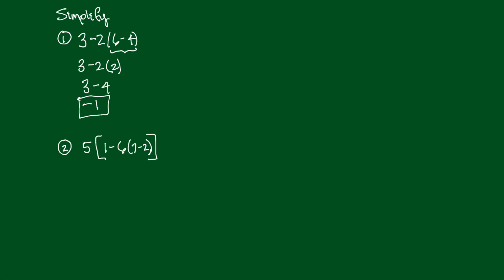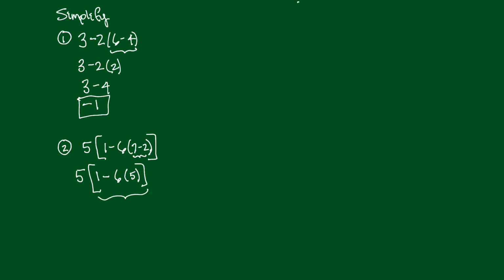In number 2, we've got a set of parentheses. Now this is a bracket, that's the same as a parentheses. But I've got an inside set of parentheses here. I'm going to work on that one first. So I'll just rewrite. I get 5 times this quantity, 1 minus 6, and then 7 minus 2. That's a 5.